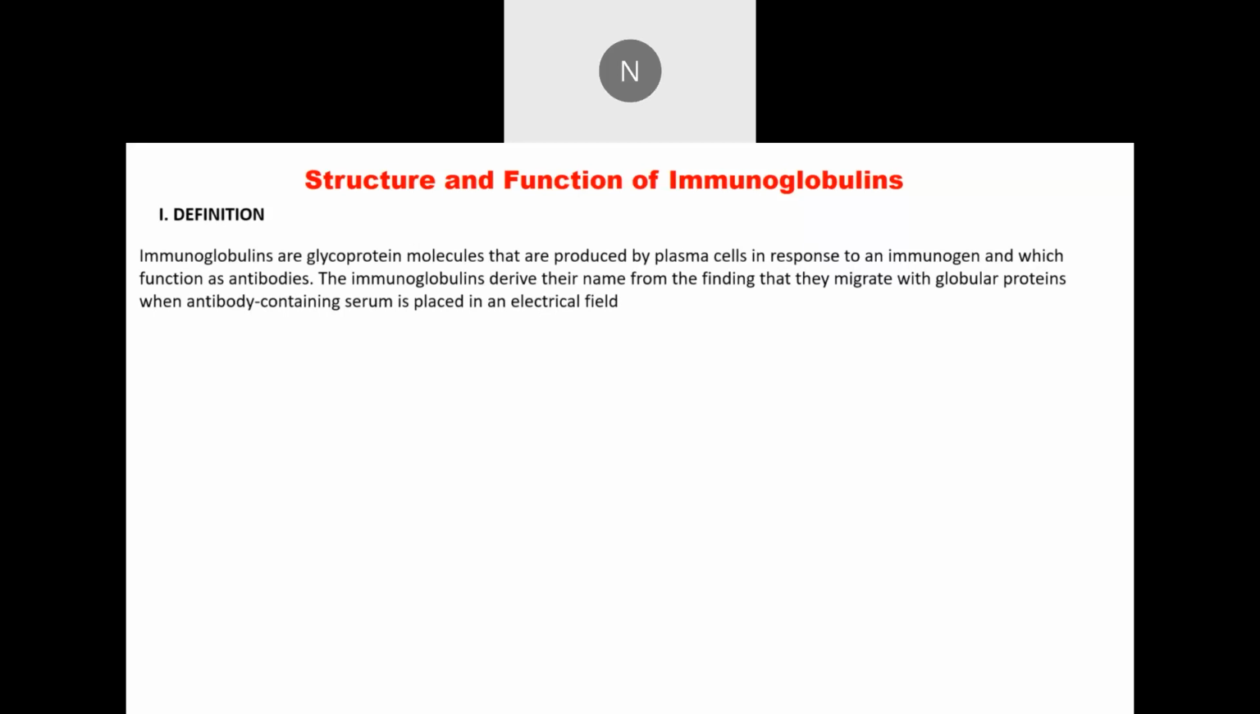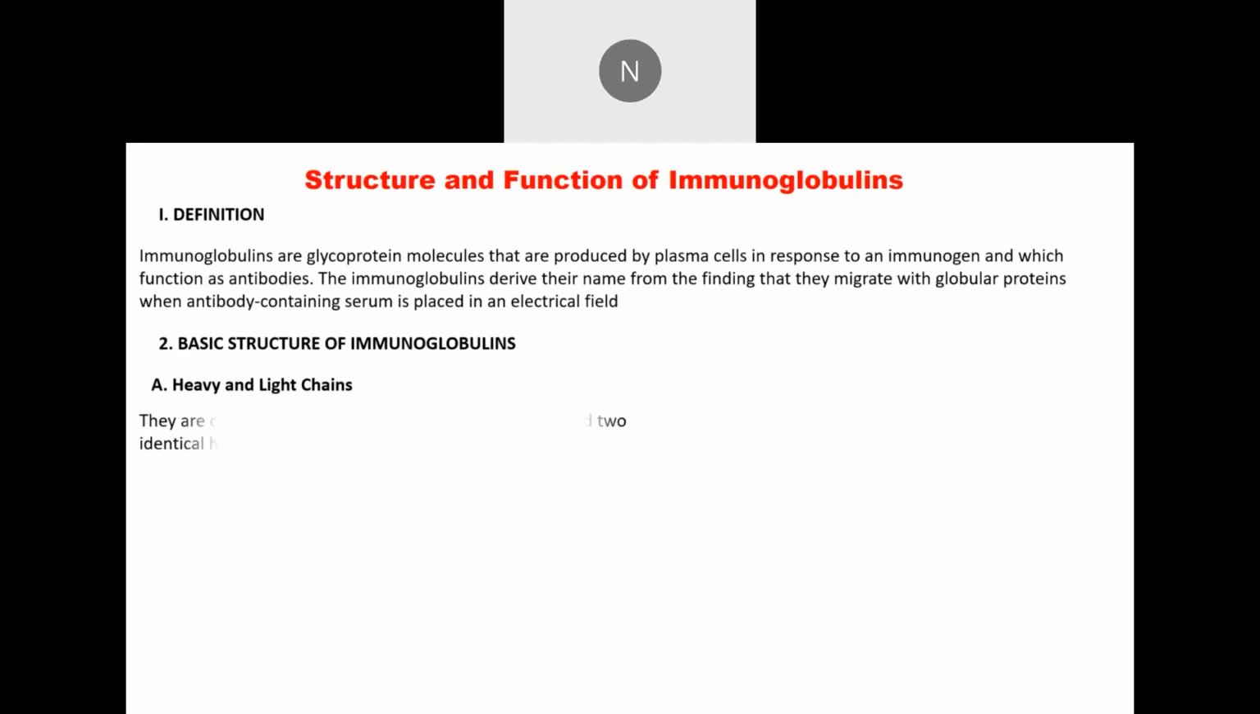So immunoglobulins derive their names from the finding that they migrate with globulins when antibody containing serum is placed in an electrical field. Okay. What is the basic structure of an immunoglobulin?